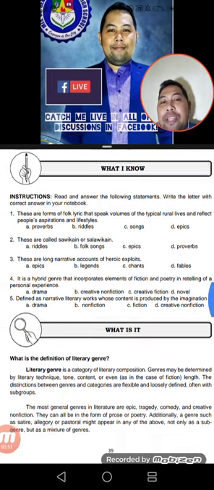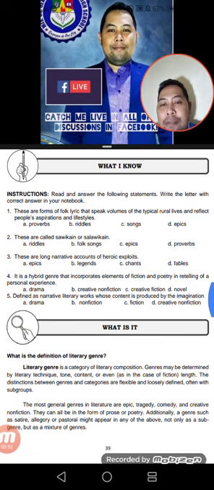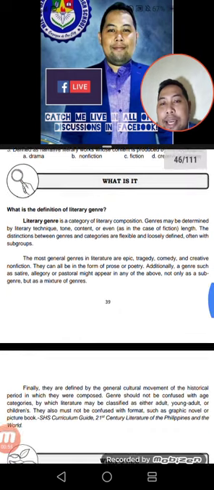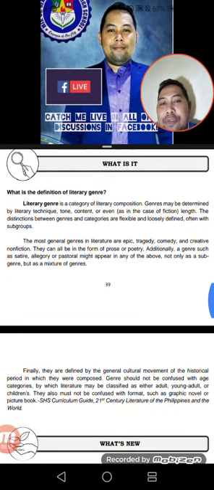So answer in your separate notebook what I know. There are 5 items there. What is the definition of literary genre? A literary genre is a category of literary composition. Genres may be determined by literary techniques, tone, content, or even, as in the case of fiction, the length. The distinction between genre and categories are flexible and loosely defined, often with subgroups.